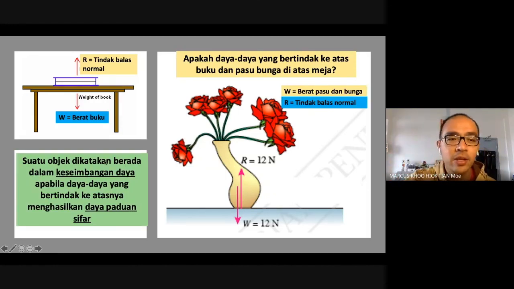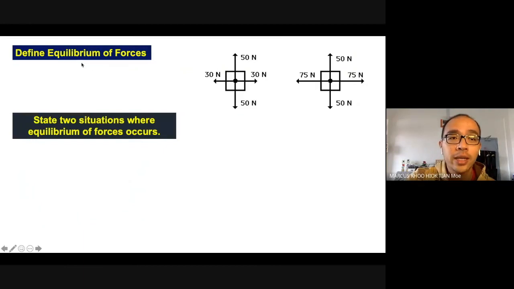So when the resultant force is 0, 12 minus 12, you get 0. When the resultant force is 0, this is a situation where we call the forces are in equilibrium. So this is the word, equilibrium. All right, take a note of how you spell the word equilibrium.